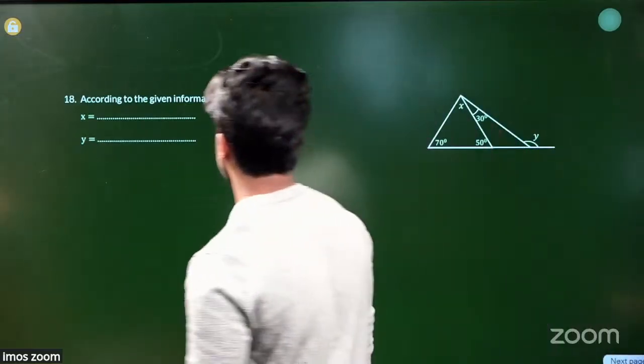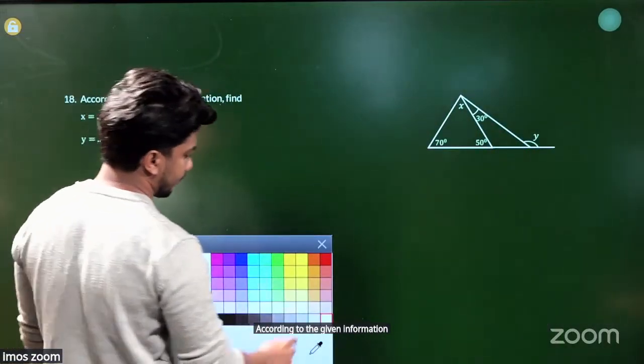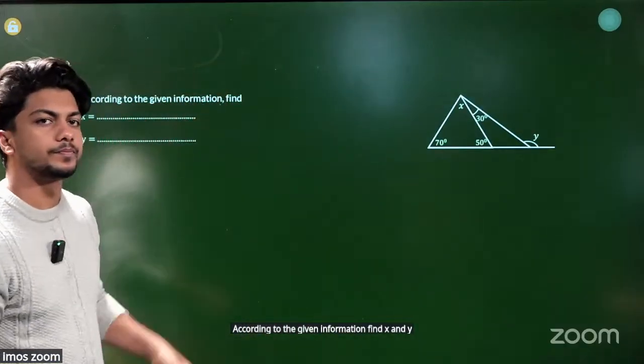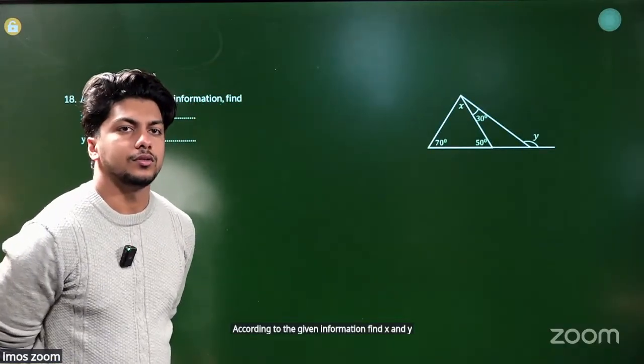According to the given information, find x and y. You need to find x and y.